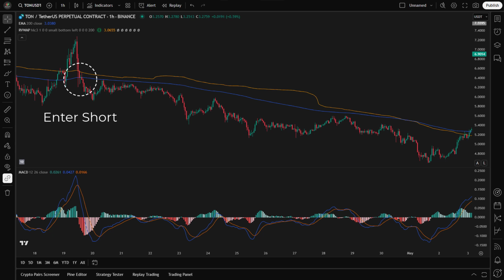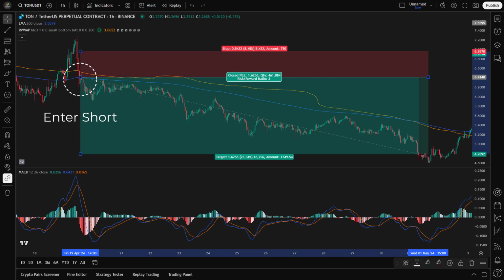For risk management, we set the stop loss just above the signal candle, calculated as signal candle close plus 2 times ATR. For the take profit, we maintain the same 3-to-1 risk-reward ratio, placing the target at 3 times the stop loss distance. If a candle closes below the take profit level, we exit the trade and secure our profit.